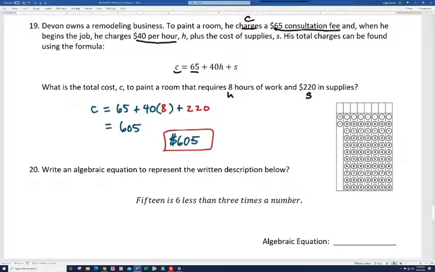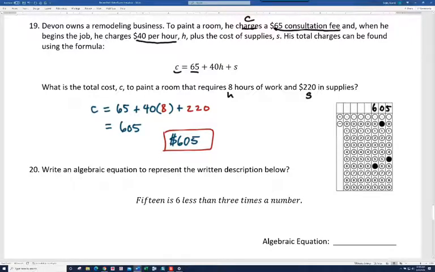Now they're asking you to put your answer in the box here. Notice there's no dollar sign, so we're just going to put 605. And you can really put the 605 anywhere in this area here. I'm going to go ahead and put it to the right. And when you bubble in your numbers, it'll look like that.